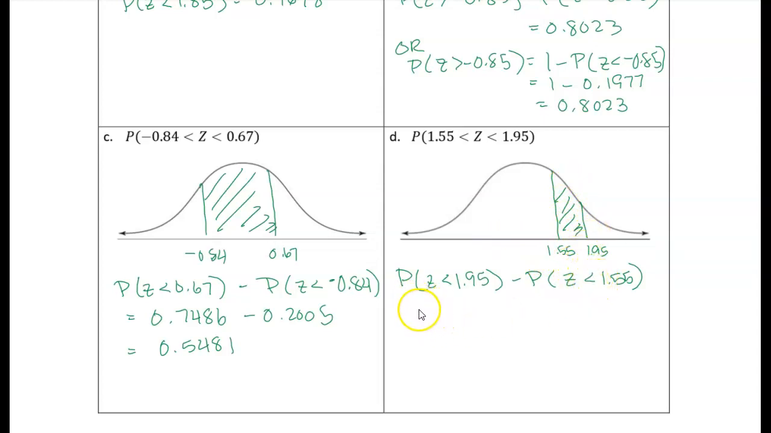All right, so look these things up on the table, and I got 0.9744 minus 0.9394. Taking the difference between those two values, I get 0.0350. Okay, so there you go.